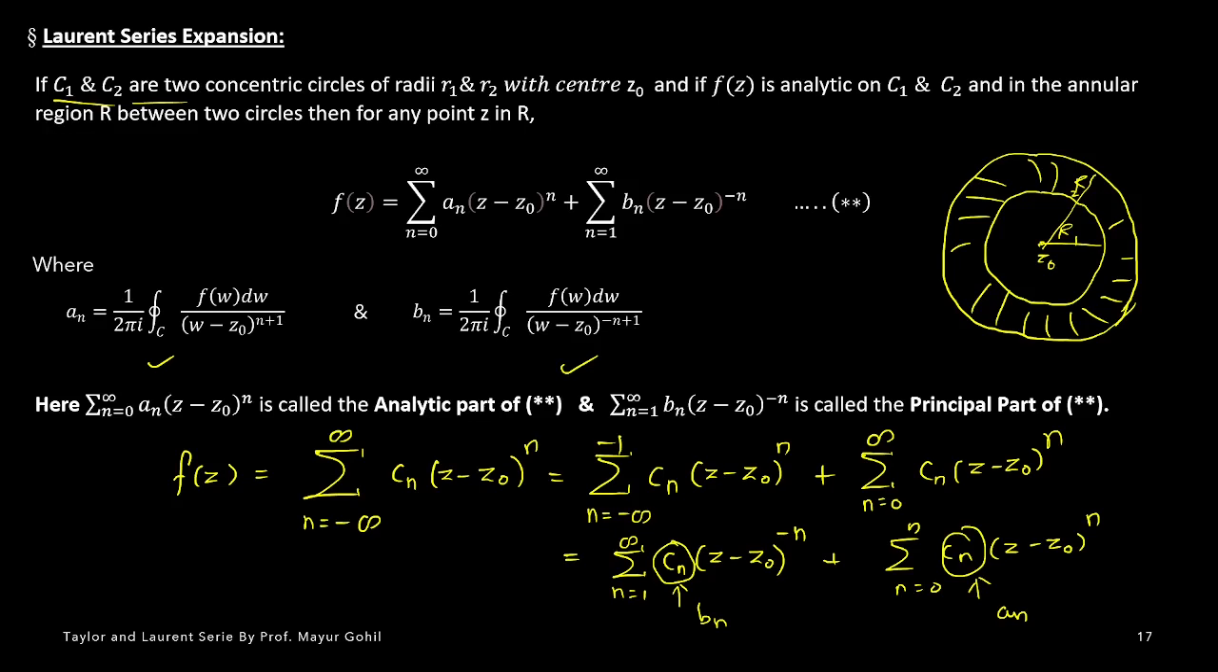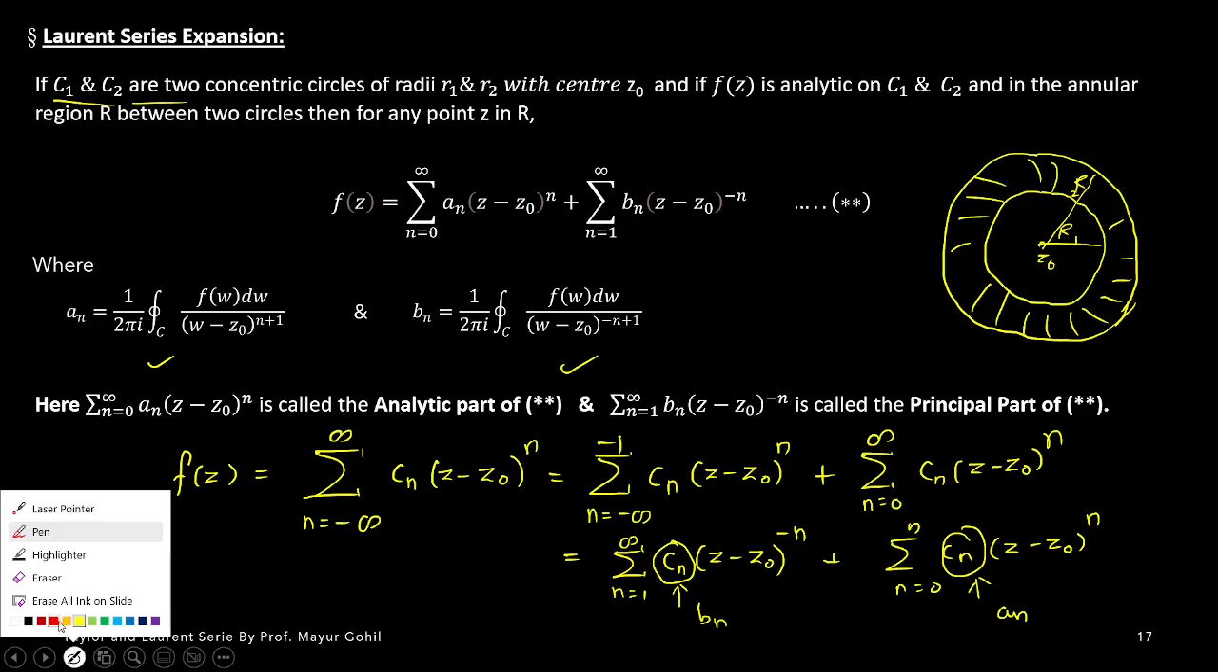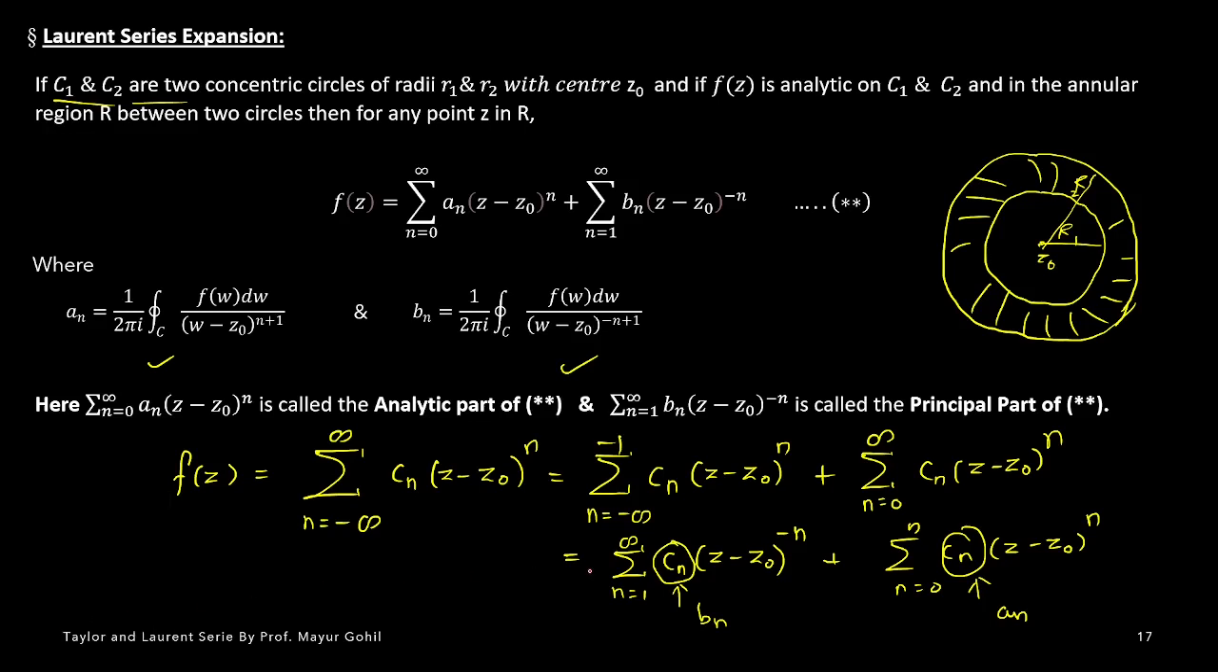We are not going to use these formulas at all. Don't worry. This is technical mathematics. I am just explaining how it works. But yes, we do need to know the name of the part. So this part, which I'll put in red color, this part where the powers of z minus z naught are negative.